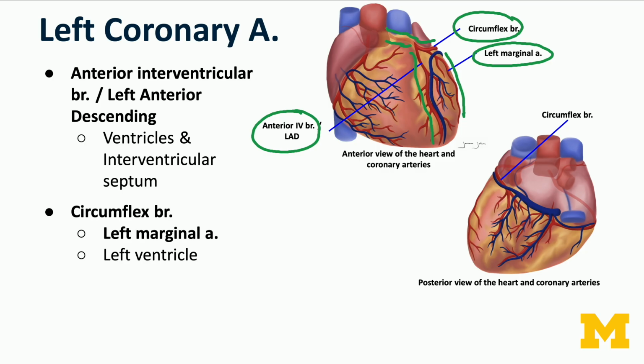And at this point, we can pick that up right here on this other illustration, the circumflex branch wraps around the heart and it variably terminates. Sometimes it gets to the crux of the heart. In most cases, it does not. But that circumflex branch will continue to serve the left ventricle.